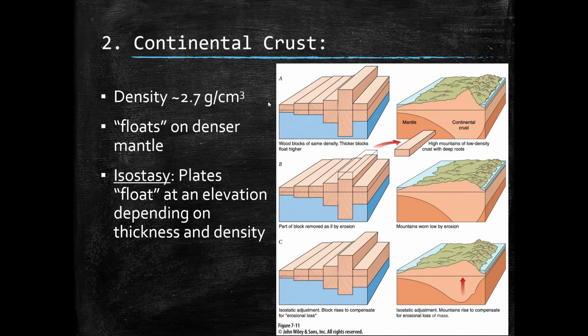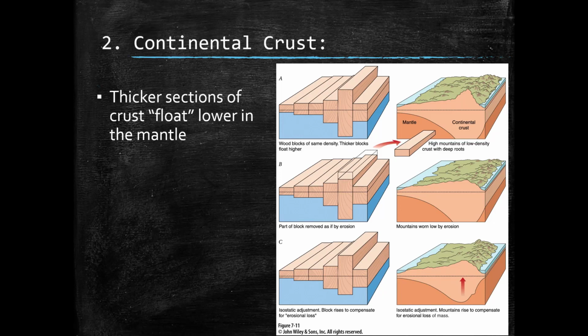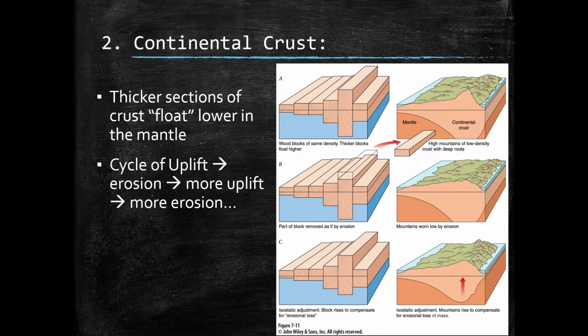From 101, we learned that higher elevations tend to erode faster, and as they erode faster, they shed sediment. So if we think about the fact that the thicker the crust, the deeper it will be in the mantle, as some of that crust is eroded away, which we're going to see in this next diagram, we will have cycles that create a tremendous amount of sediment.